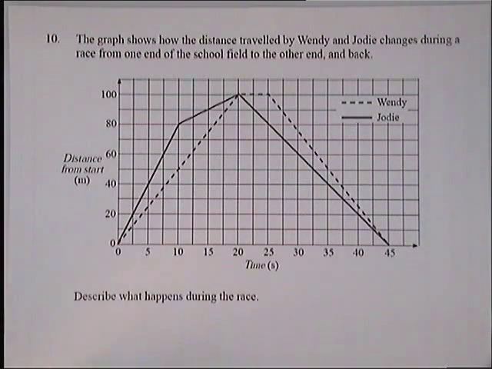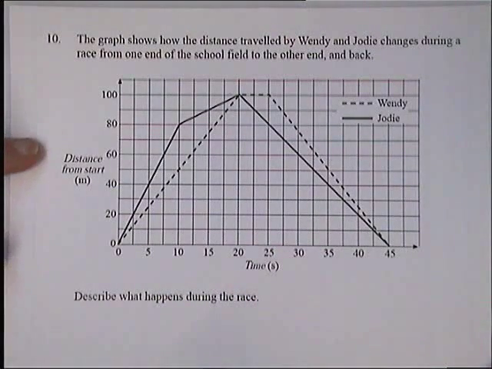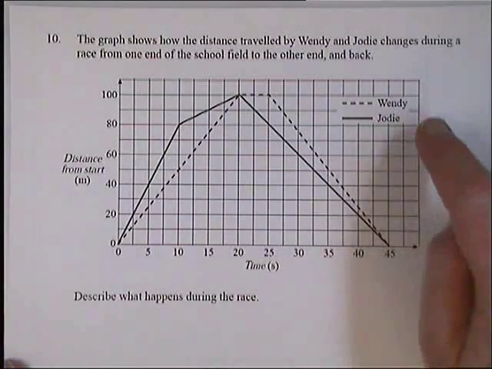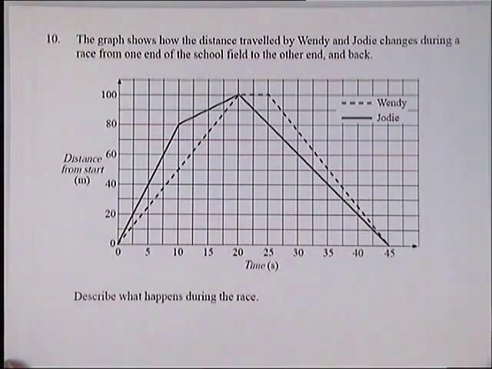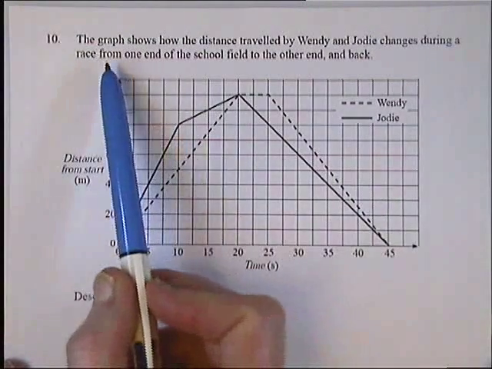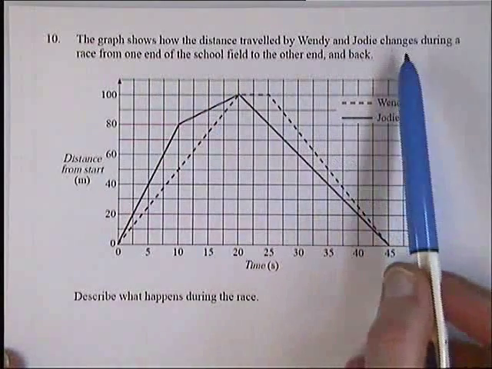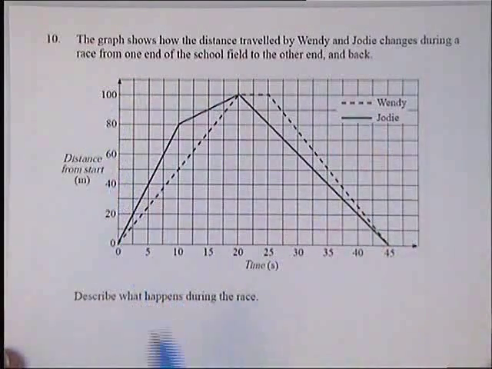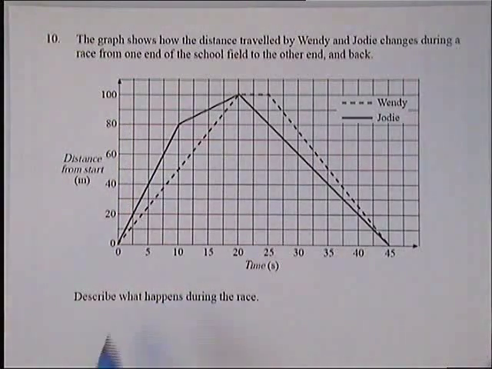We have here another travel graph with time in seconds along the bottom and the distance from the start in metres going up the side. We've got two people's journeys, Wendy on the dashed line and Jodie with the solid line. And the writing at the beginning says the graph shows how the distance travelled by Wendy and Jodie changes during a race from one end of the school field to the other end and back. And what we've got to do is to describe what happens during the race.